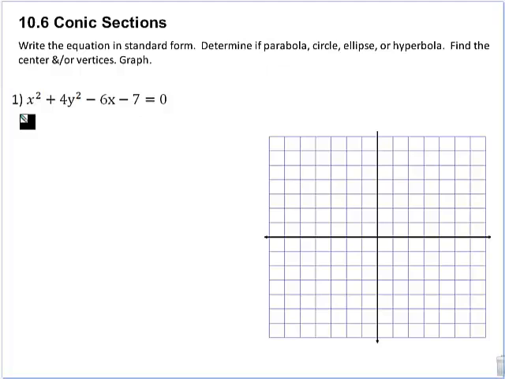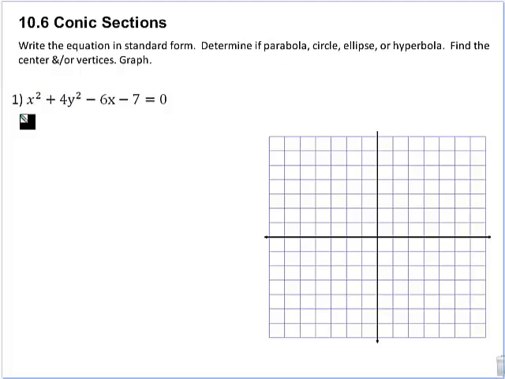Parabolas. Why are parabolas different? There's only one set of parentheses, and there's only one value that's squared. So for parabolas, either your x is squared or your y is squared, but they both won't be. So parabolas are usually very easy to pick out because you will either have your x squared or your y squared, but never both of them. In circles, ellipses, and hyperbolas, we will always have an x squared and a y squared. So we need to figure out how we can tell the difference between these 3.